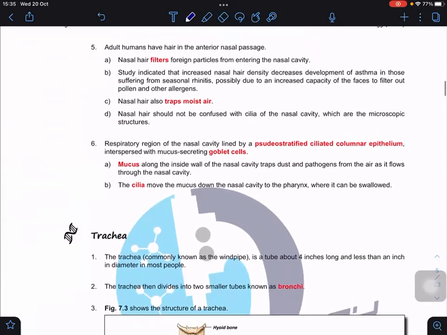Now, adult humans have hair in the anterior, meaning the front part, of the nasal passage. This hair filters foreign particles from entering the nasal cavity. Don't put your finger in and pluck it out. You can trim it for tidiness, but don't cut it all, because it is very important to block particulates.